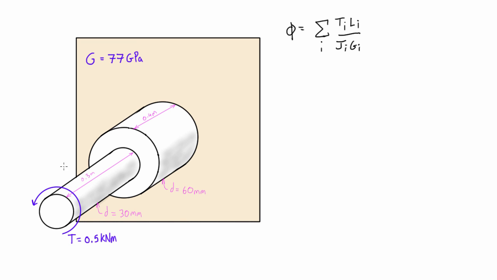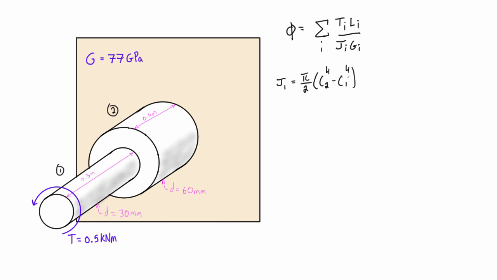So if we define the little section as section 1 and the big section as section 2, then we want to figure out what J is for section 1 and also for section 2. The formula that we use for the polar moment of inertia is just pi over 2 times C2 to the power of 4 minus C1 to the power of 4.